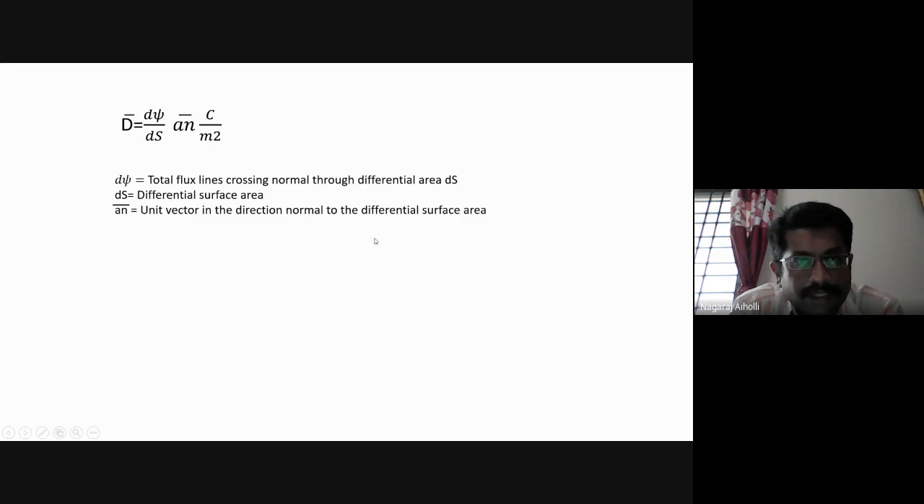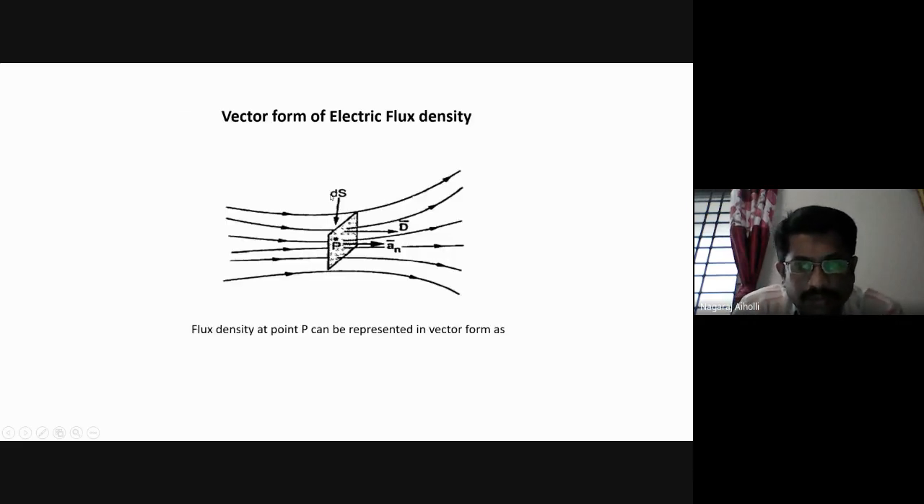Hence, to represent the direction, we are considering the unit vector an bar, and the unit is coulomb per meter square. That is, the flux unit is coulomb because it is the same as that of the charge, and the unit of the area is meter square. Where d psi is the total flux lines crossing normally through differential area ds. These flux lines, if you look here, are perpendicular to the surface ds. Correct?